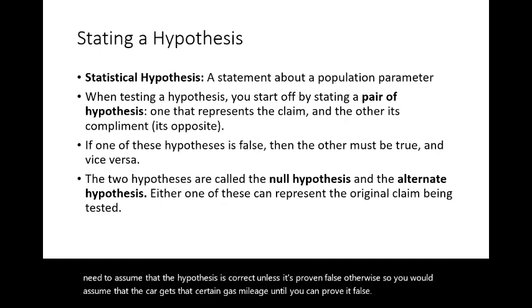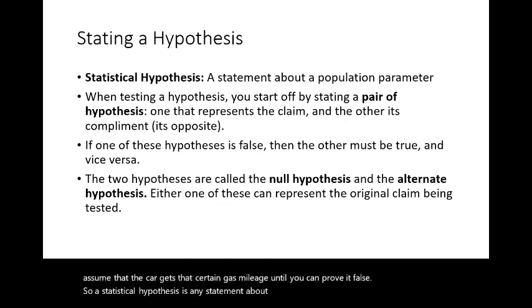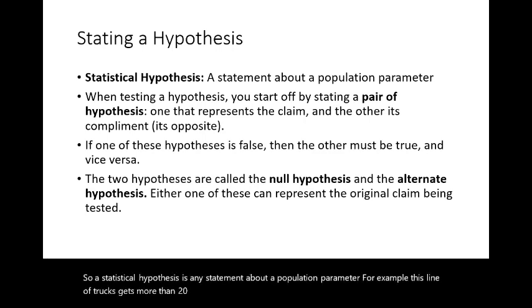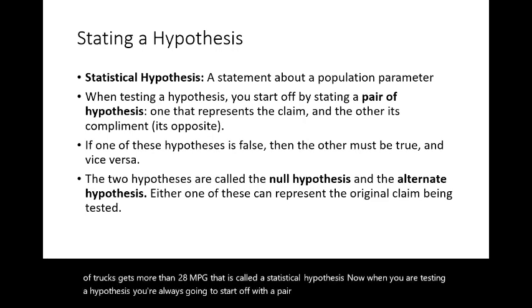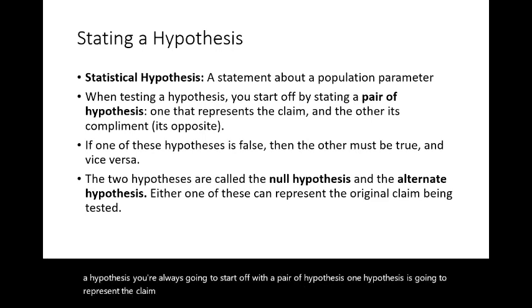So a statistical hypothesis is any statement about a population parameter. For example, this line of trucks gets more than 28 miles per gallon. That is called a statistical hypothesis. Now, when you are testing a hypothesis, you are always going to start off with a pair of hypotheses. One hypothesis is going to represent the claim itself, the mean is greater than 28, and the other is going to be its complement or its exact opposite.